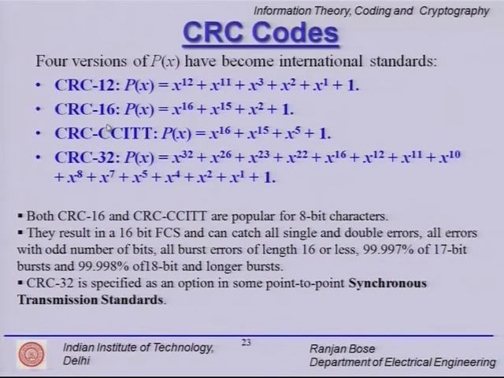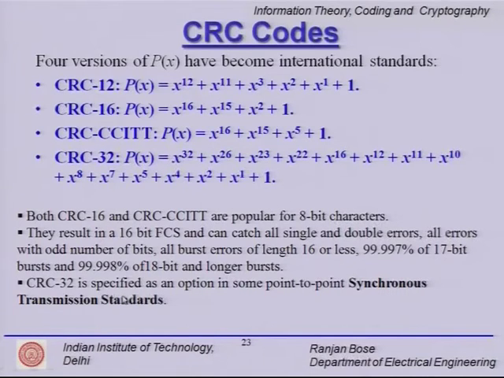Both CRC-16 and CRC-CCITT are popular codes for 8-bit characters. For example, a 16-bit FCS can catch all single and double errors, all errors with an odd number of bits, and all burst errors of length 16 or less. So they are very effective in catching burst errors. This is just the property of these polynomials, how they divide and what error patterns they can catch.